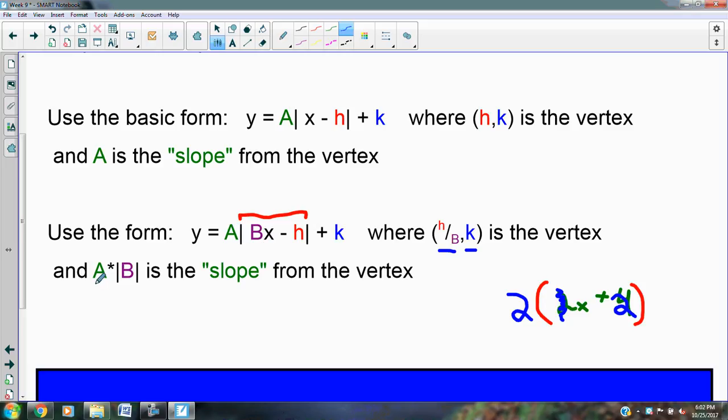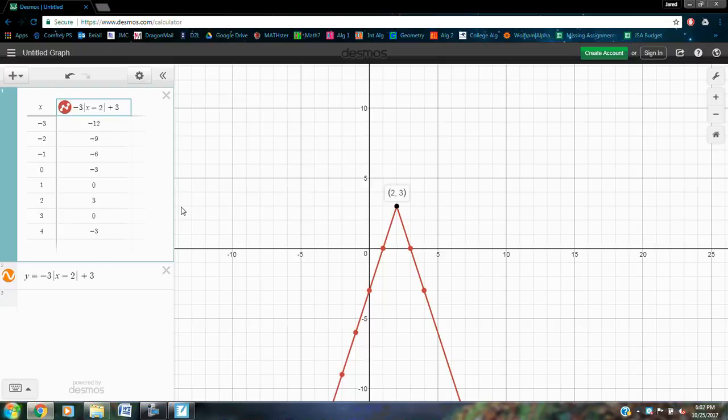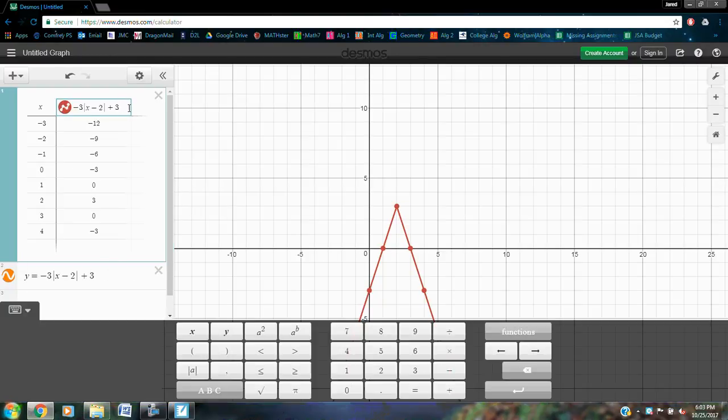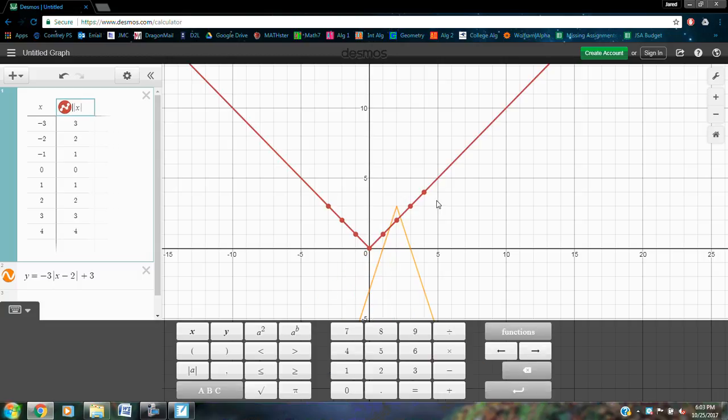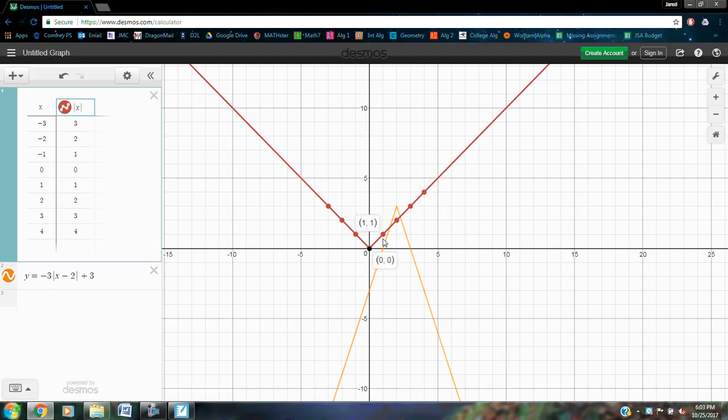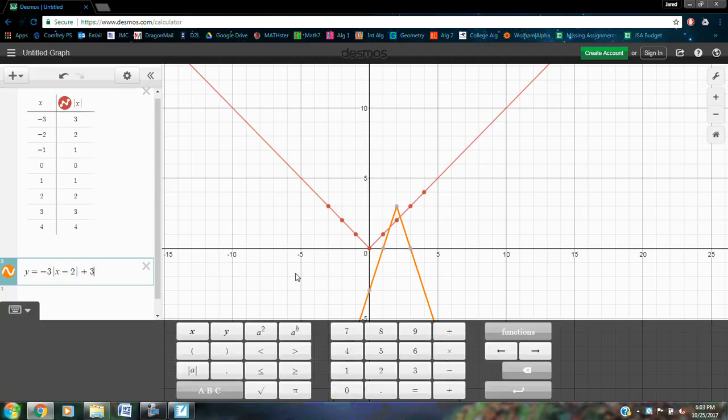So your slope would be a times the absolute value of b is your new slope from the vertex. Okay, I know that can be kind of goofy, kind of tricky. Let's see what that looks like over here. At this point, to reduce some confusion, I'm just going to leave this one as a regular absolute value one. So just coming off of the initial here, 0, 0, up 1 over 1, and so on. Okay, this is the only one I'm going to mess with.